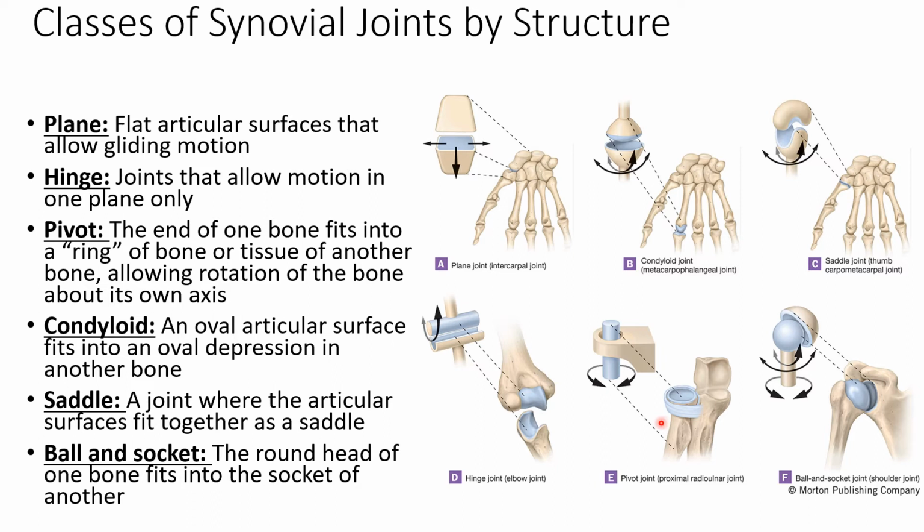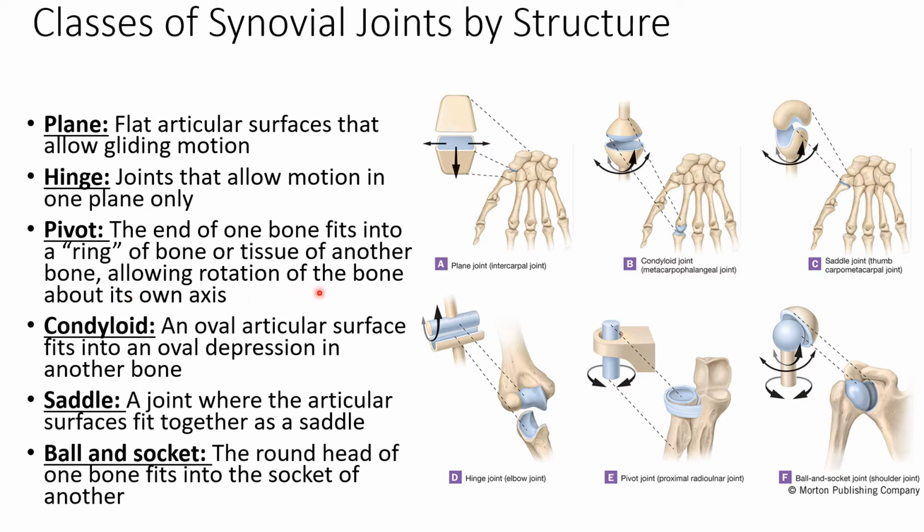So atlantal meaning the atlas, axial meaning the axis, C2. So C1 and C2 is a great pivot joint with that dens poking up. Allows for that pivot motion. So whenever you shake your head no, that is the pivot move. You're really using that pivot joint, that atlantal axial joint. So that would be shaking your head no.